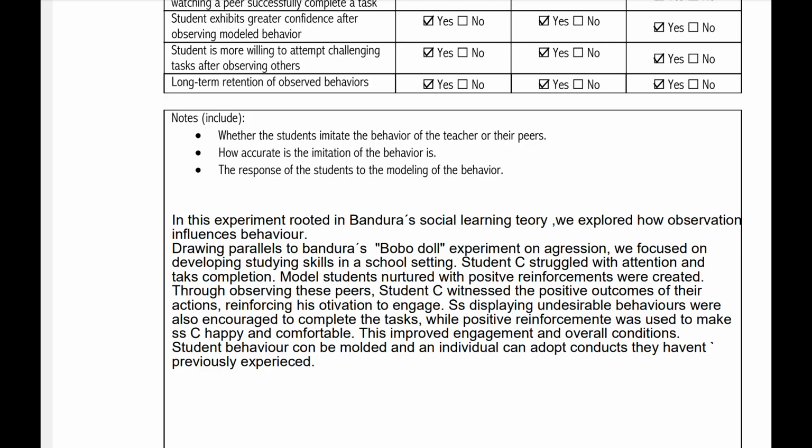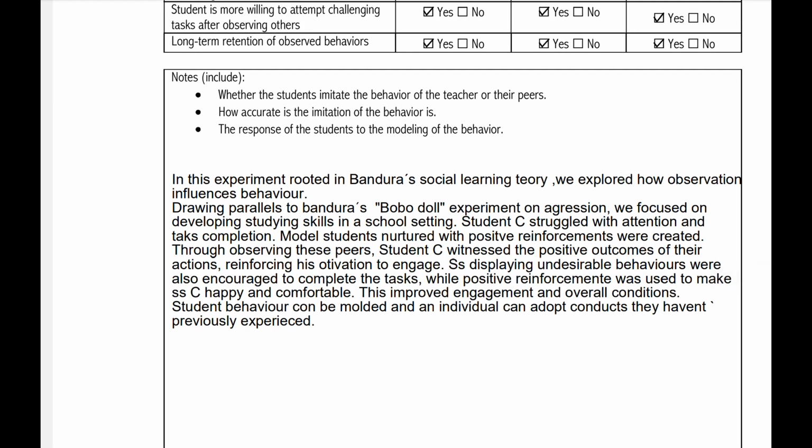school setting. Students struggle with attention and task completion. So, model students were nurtured with positive reinforcements. Through observing these peers, students witnessed the positive outcomes of their actions, reinforcing their motivation to engage. Students displaying undesirable behaviors were also encouraged to complete the tasks with positive reinforcement.